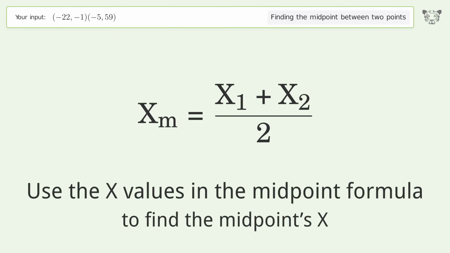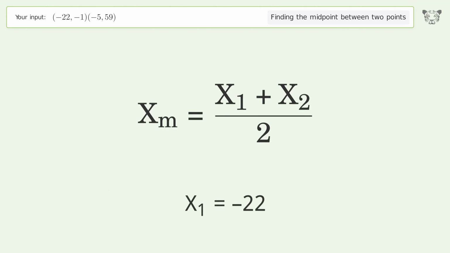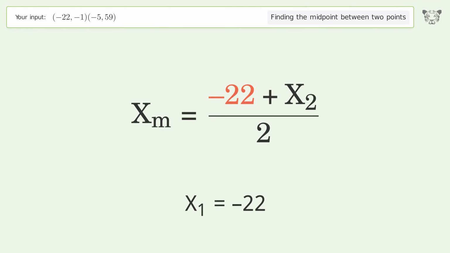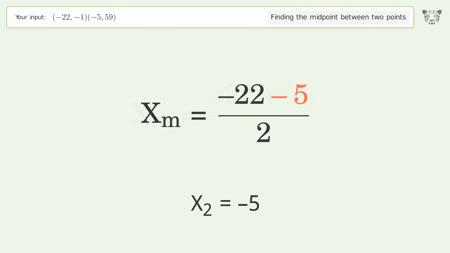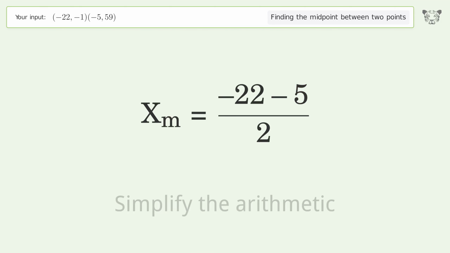Use the x values in the midpoint formula to find the midpoints x. x1 equals negative 22. x2 equals negative 5. Simplify the arithmetic.